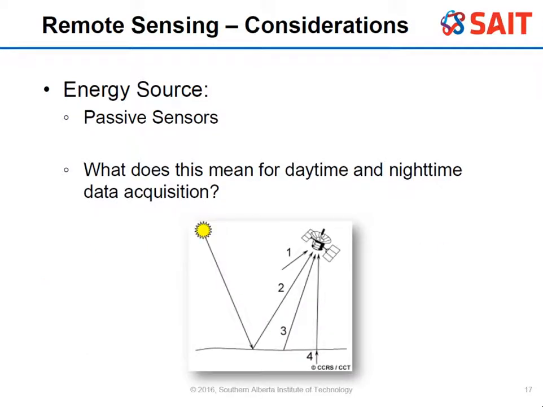So what does this mean for daytime and nighttime? Well, obviously the sun needs to be there. Otherwise, if I do it at night, all I can see is city lights. And maybe that's what you're trying to see. And that's okay, right? Because that would be what you were measuring.